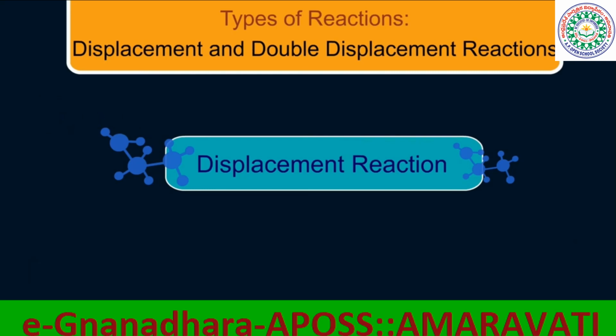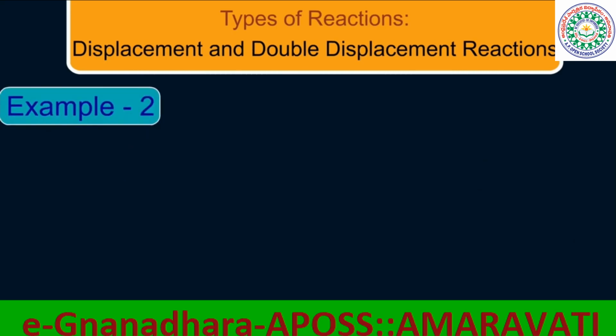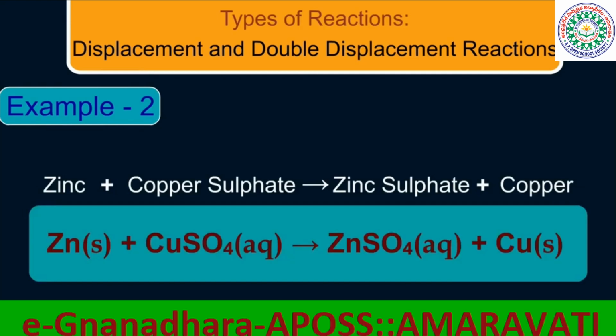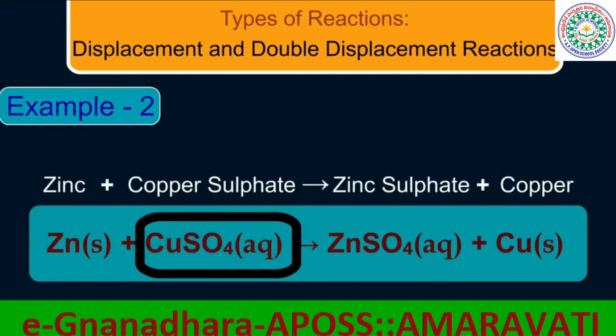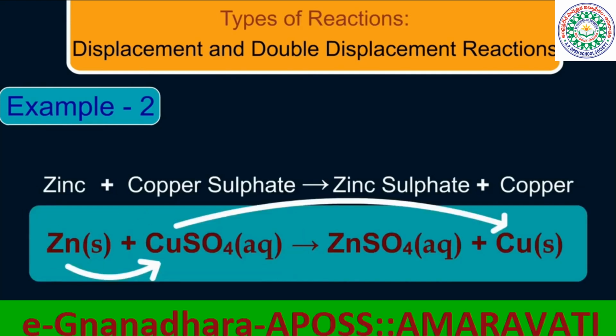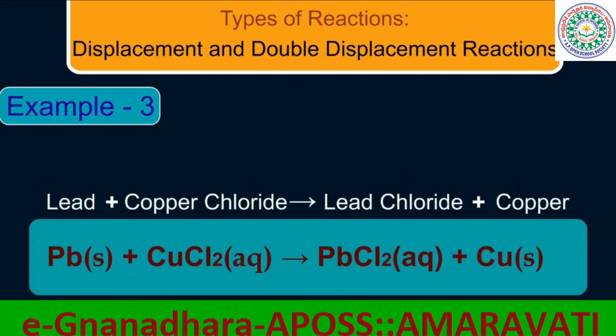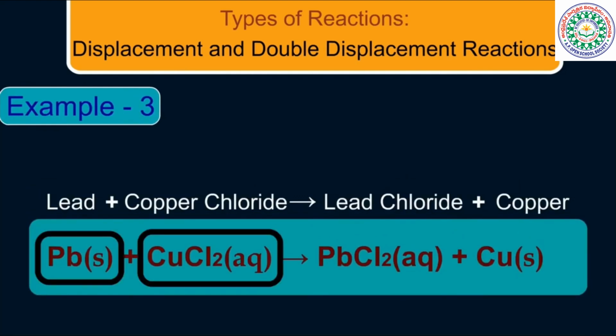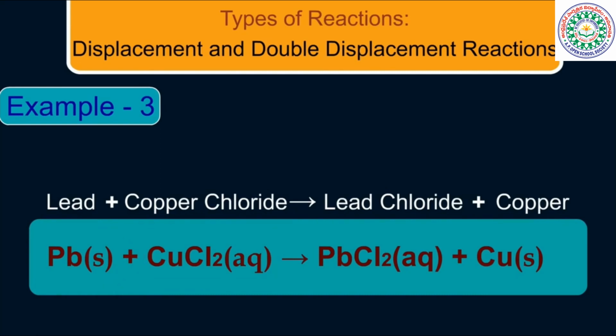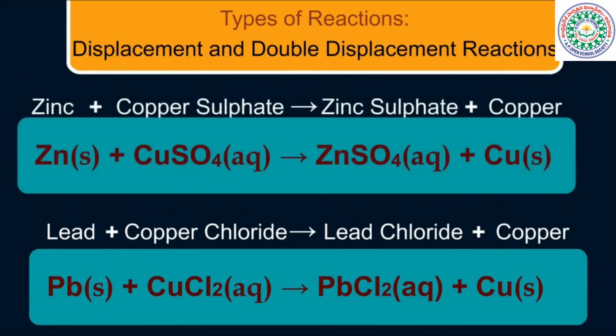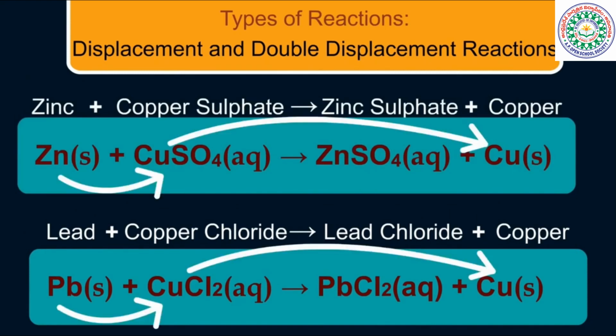Other examples of displacement reactions are: first, zinc reacts with copper sulfate and displaces copper to form zinc sulfate and copper. Next example of displacement reaction is the reaction of lead with copper chloride. It displaces copper to form lead chloride and copper. Zinc and lead are more reactive elements than copper and therefore displace copper from its compounds.